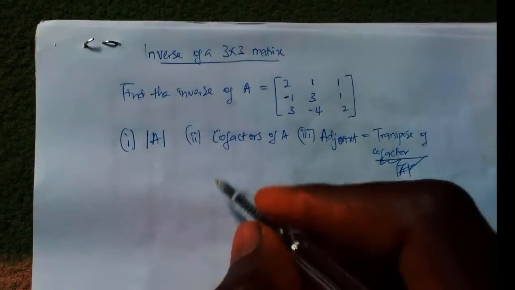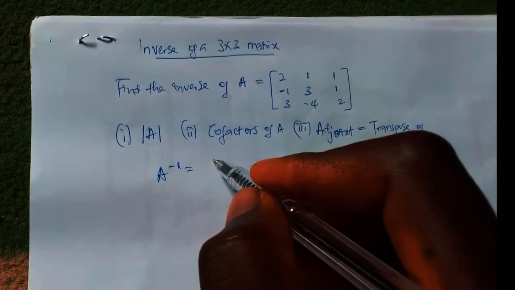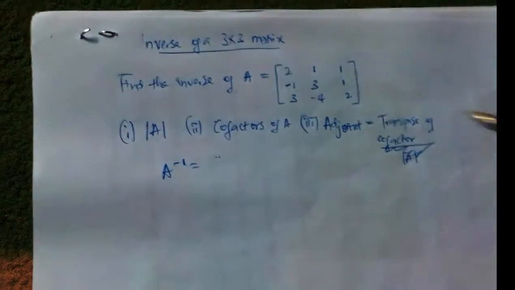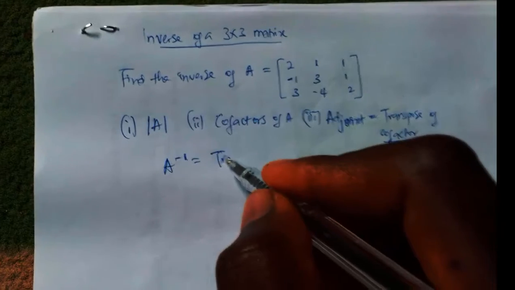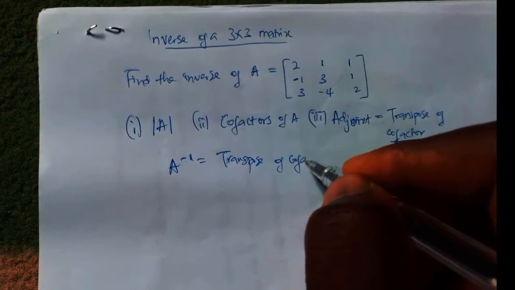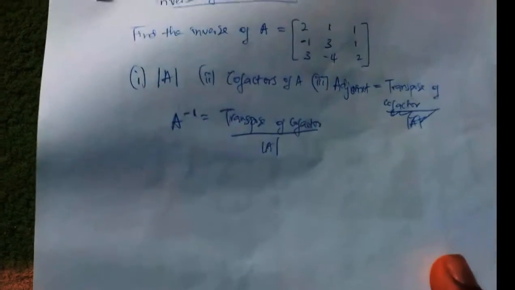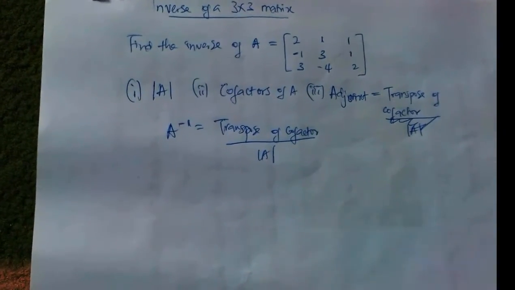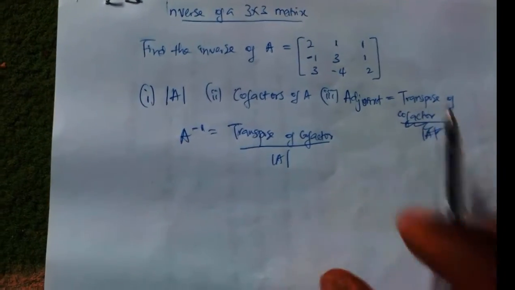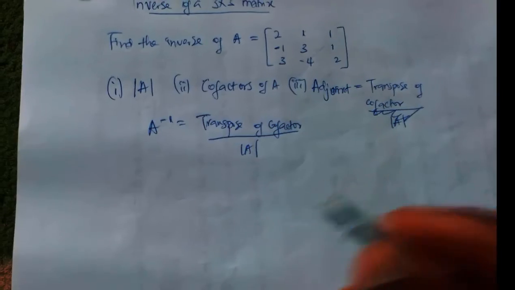So, finally, now getting your A inverse. Your A inverse is now the transpose of cofactor over the determinant of matrix A. So I'm looking for basically three things: the determinant, the cofactor, and the transpose of your cofactor, then you can get your inverse of A.